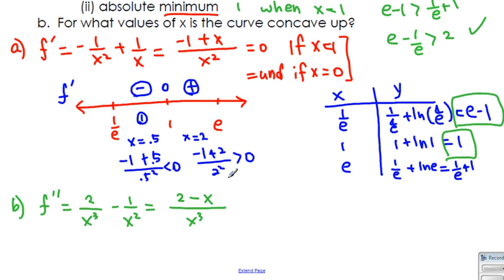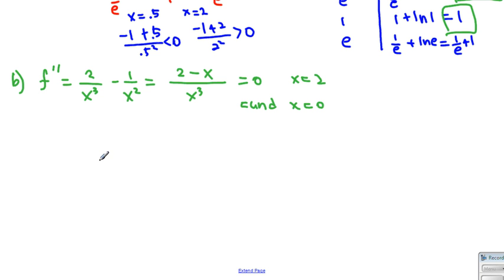Now, once again, just like before, potential inflection points here is whether this can be equal to 0. That means when x equals 2, or undefined. That's where concavity may change. And that's when x equals 0. But once again, since 0 is not part of our domain, what we like to do is this. We will use the number line just like before, but lower bound will be 1 over e, the middle will be 2, and upper bound will be e.